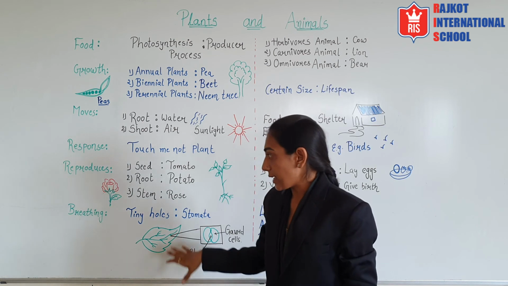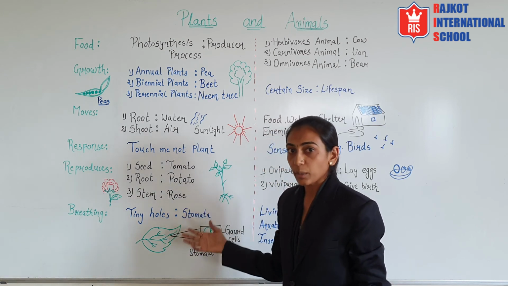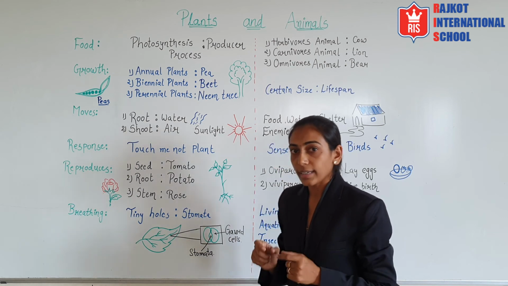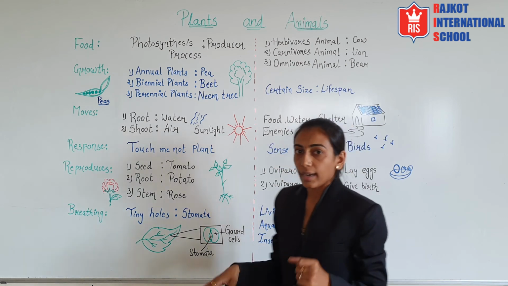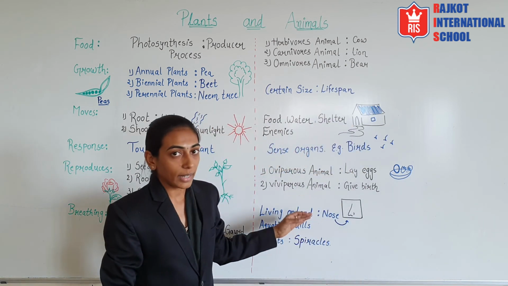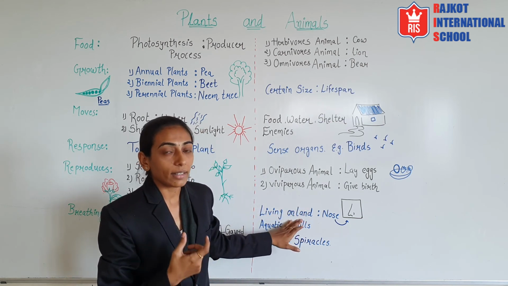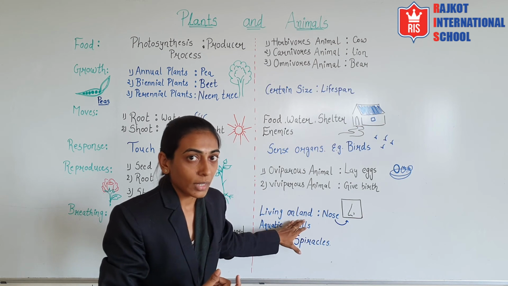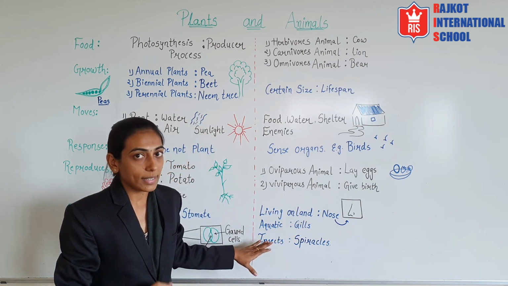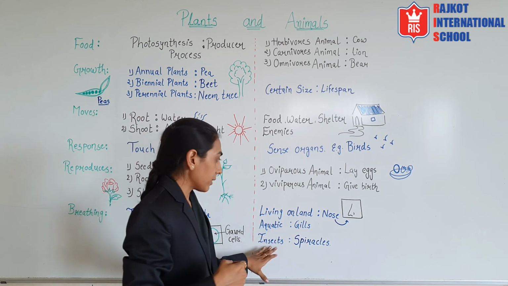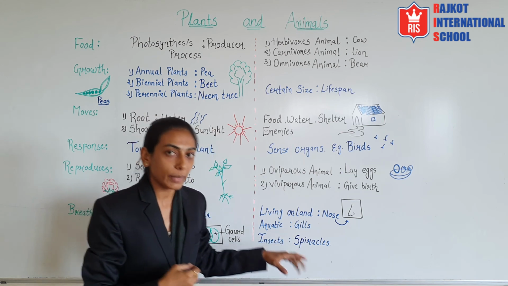Next difference is breathing. Plants breathe through tiny holes in their leaves. We call them stomata. And animals can breathe in different ways. Those living on land breathe through their nose, whereas aquatic animals like fish breathe through their gills, and insects breathe through their spiracles.